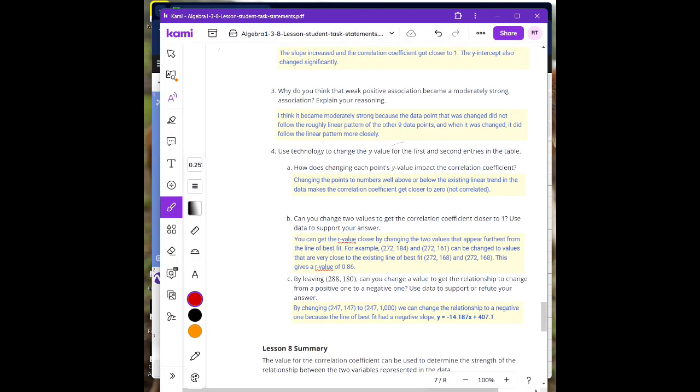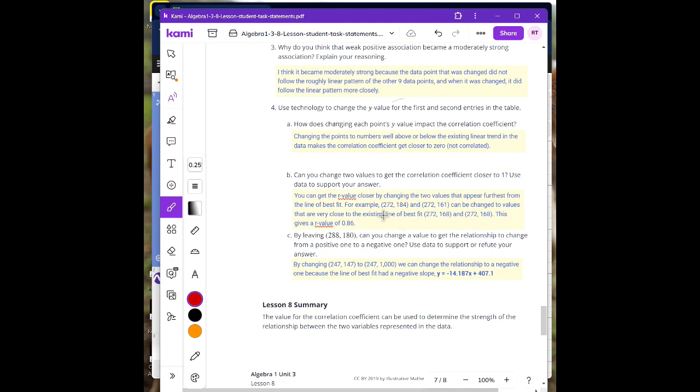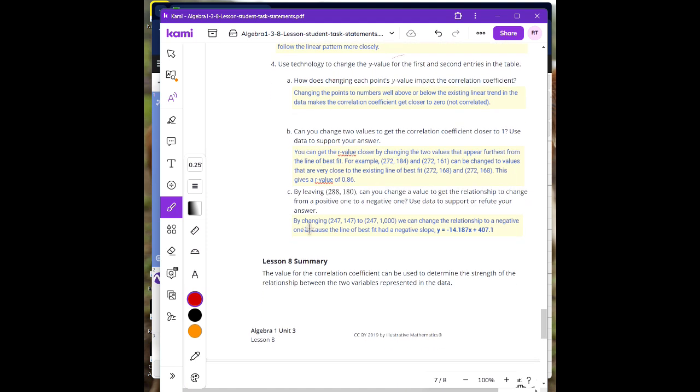What else can we do? Can you change the two values to get the correlation coefficient closer to 1? You can get the R value closer by changing the two values that appear furthest from the line of best fit. I put these numbers in for you. You can go ahead and just play with the values to see how that works. And also down here, you can work on C. I did put the answers down here for you.